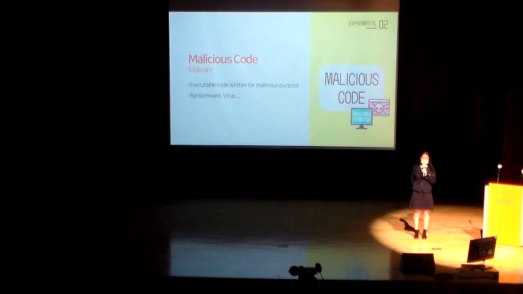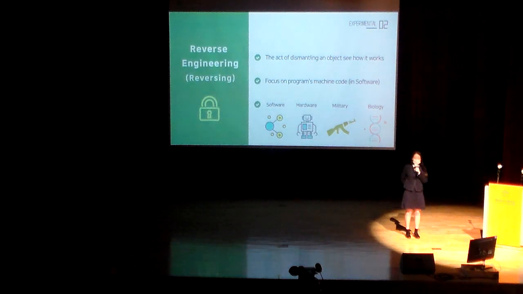Then, what is malicious code? Malicious code is executable code written for a malicious purpose. Viruses, which we commonly know, can be malware, and ransomware can be malware too. Then, how can we know the purpose of malicious code? Reverse engineering can be an answer.